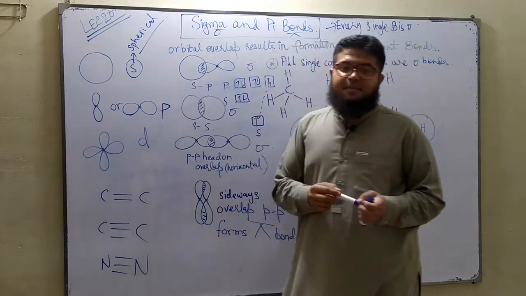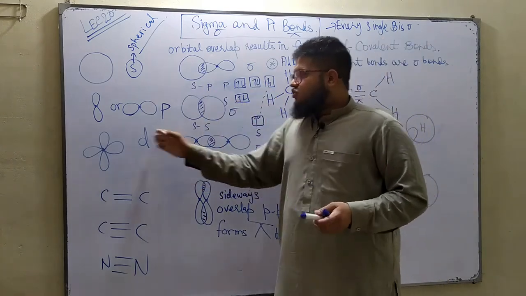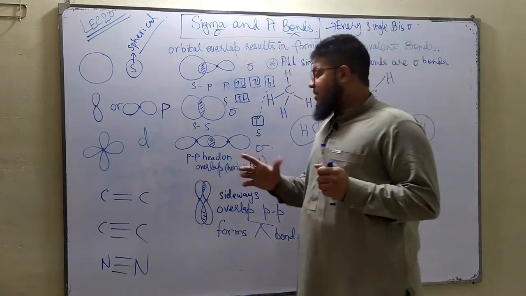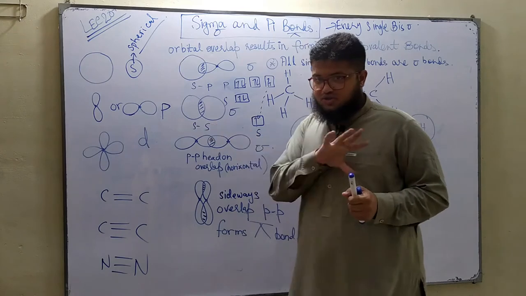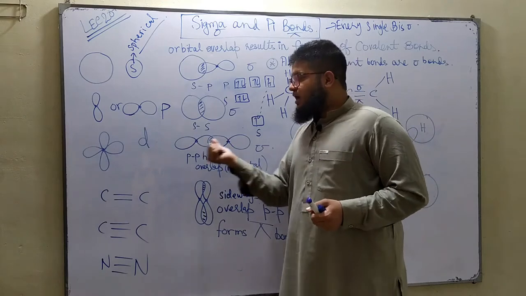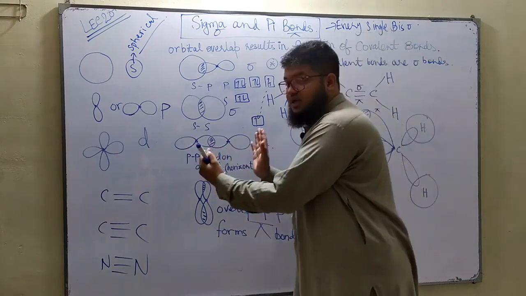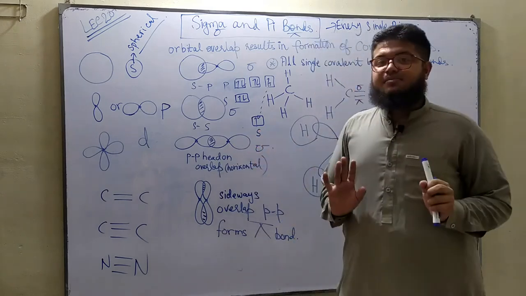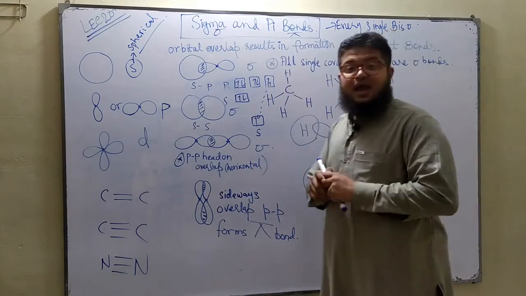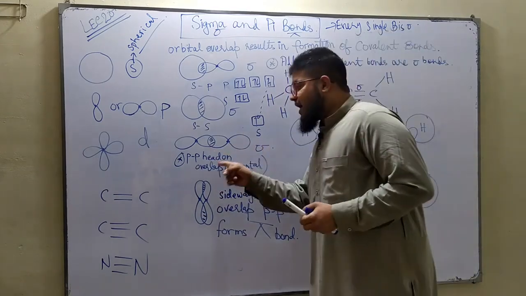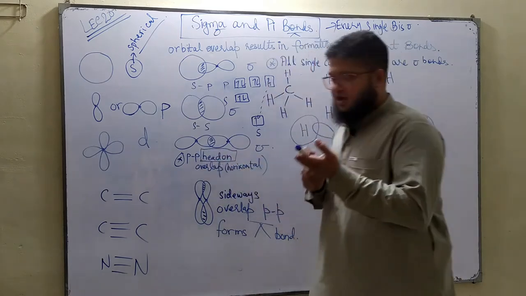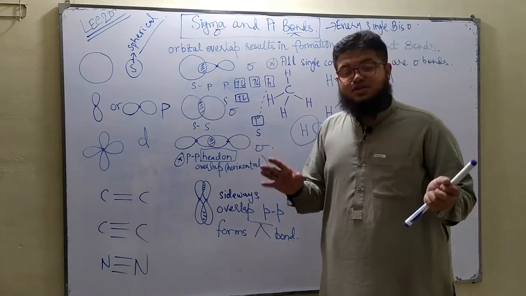Now coming to the pp overlap, the only overlap which is left, of course, because the d orbital is not in the syllabus. How will the p orbitals overlap? First of all, if one p orbital is horizontal and the other is also horizontal, and they overlap head-on, meaning the heads of both the orbitals overlap with one another horizontally, then the type of bond formed is a sigma bond. So remember, pp head-on overlap will result in a sigma bond. By head-on, I mean the horizontal overlap, and head-on is the key term over here.